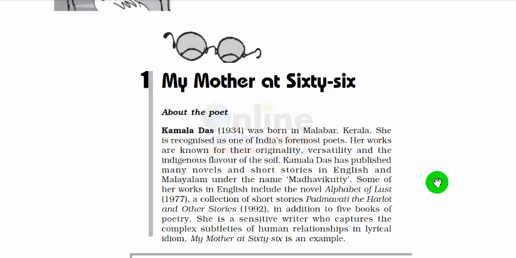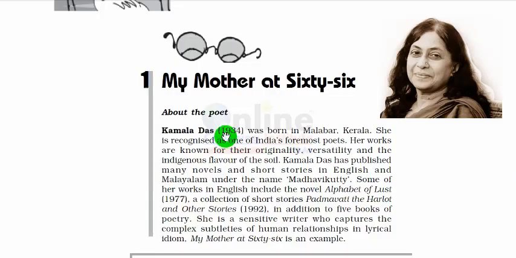Yes, Kamla Das. First of all, we'll have some knowledge about our poet Kamla Das, and then we'll proceed. Kamla Das was born in 1934, in Malabar, Kerala. Malabar is a region of Kerala. She is recognized as one of India's foremost poets. Her works are known for their originality, versatility, and the indigenous flavor of the soil. She is known for her original work and her versatility. She has plenty of qualities, and she is a national poet, you can say.